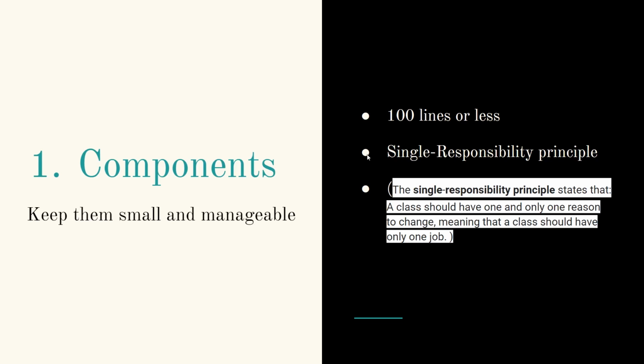So this can be obvious, but whenever you're working with components in Angular, or really any framework, you should always keep them small and manageable. When I say small and manageable, I would say 100 lines or less, and try to keep in mind the single responsibility principle, which states that a class should have one and only one reason to change, meaning that class should have only one job. In other words, if you're creating an about component, what should be in it is the about component.